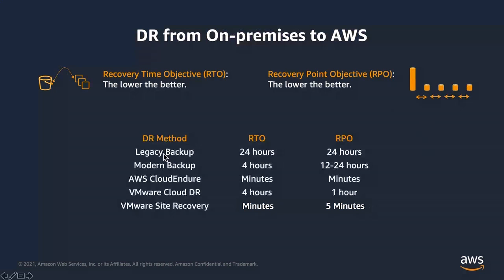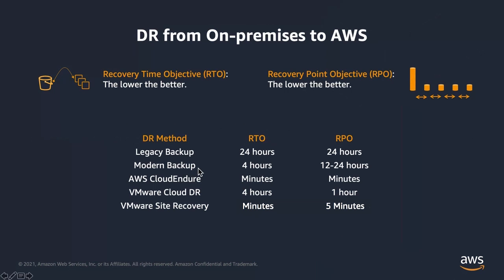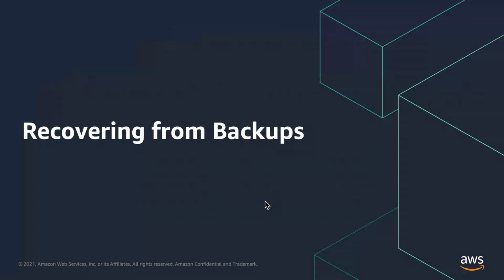We are going to walk through these 5 different disaster recovery methods that can deliver you various RTO and RPOs. As you can see, there's a legacy backup technology that can give you 24 hours of RTO and RPO. Modern backups will reduce the RTO. AWS CloudEndure can reduce the RTO and RPO to minutes. And then we'll talk about 2 technologies within VMware that can reduce your RTO and RPO. Okay? So let's start with the legacy backups.